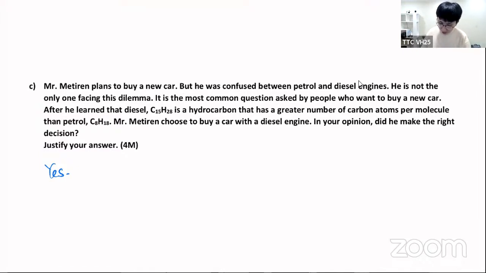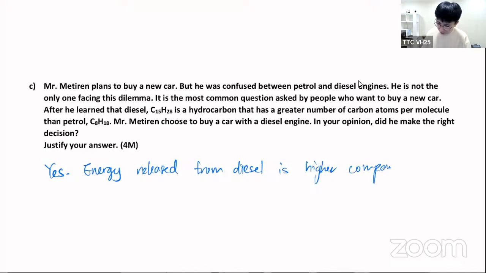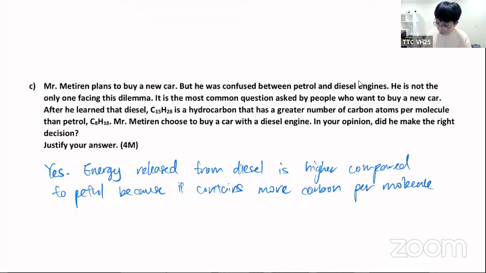So you can say energy released or energy produced from diesel is higher compared to petrol because it contains more carbon per molecule. And then we can say diesel, so we talk about more benefits of diesel lah.